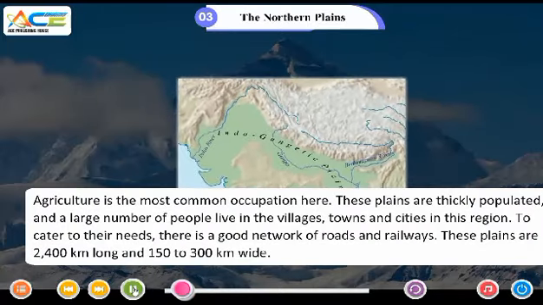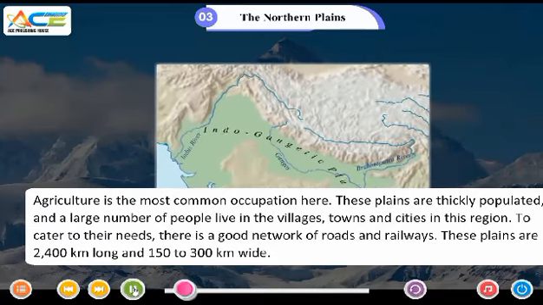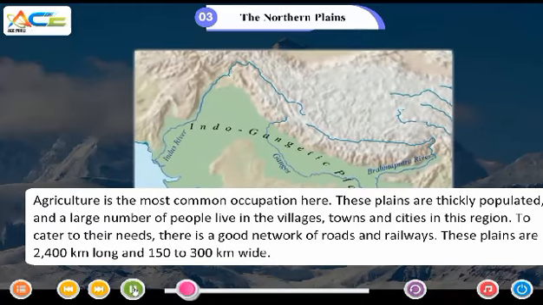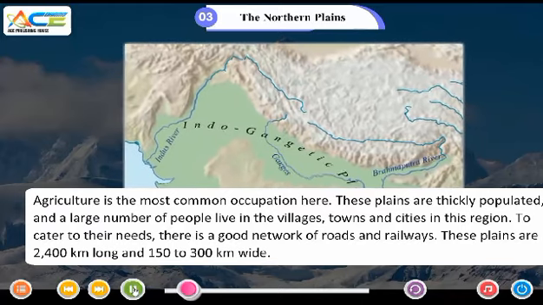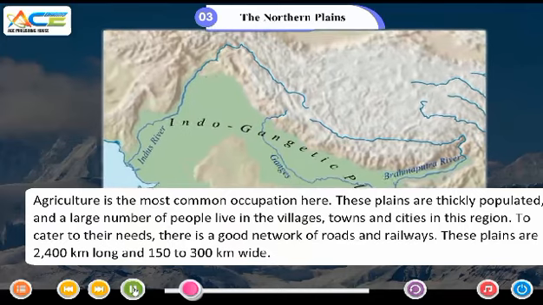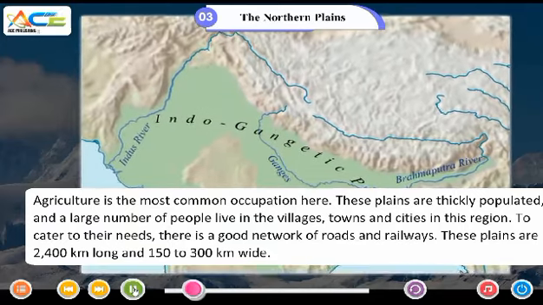These plains are thickly populated and a large number of people live in the villages, towns and cities in this region. To cater to their needs, there is a good network of roads and railways. These plains are 2400 km long and 150 to 300 km wide.